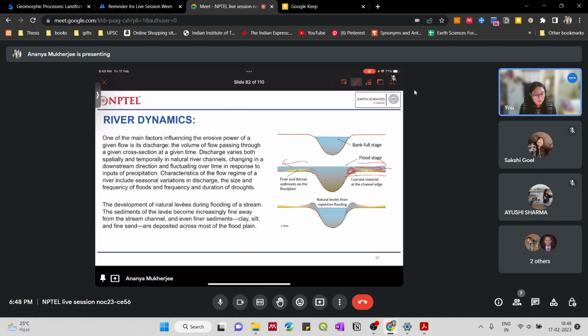You can also see that the thickness also varies. All this is again being affected by the flow velocity of the water, and by the particle size of the sediments that is in the water, and also now at the stage of the bank full stage.